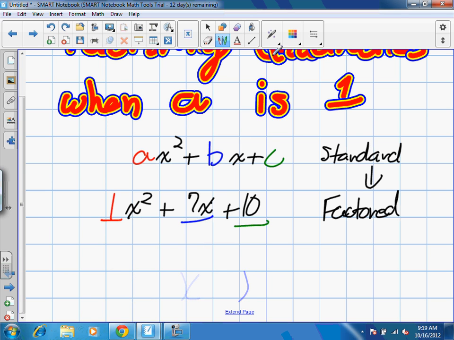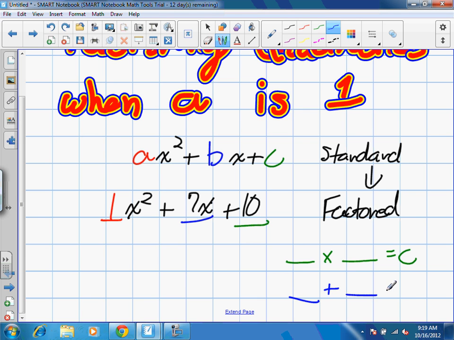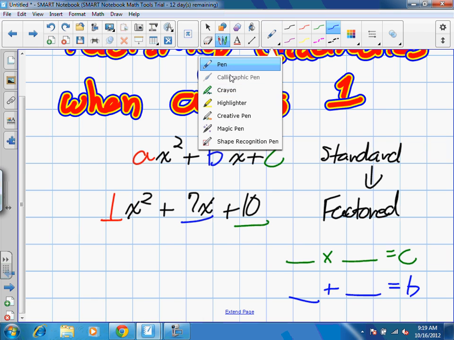In this method, all you really have to do is find 2 numbers that are going to multiply to our C term, okay, and we're going to put this on the side. So 2 numbers that multiply to our C term, and then those same 2 numbers need to add to our B term. Okay? So we quickly go through this.